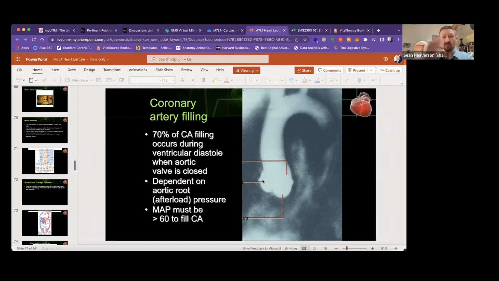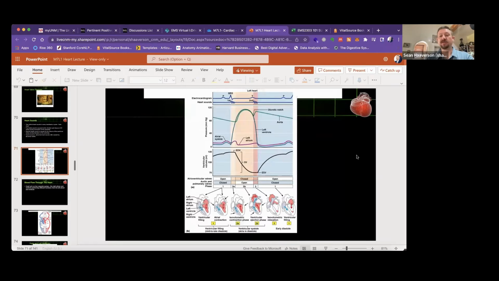So we focus a lot on the systolic value in emergency medicine. This is one of the cases where the diastolic value is important, because the diastolic pressure is the pressure that these cells in the blood vessels are experiencing. All right, now this is a lot.